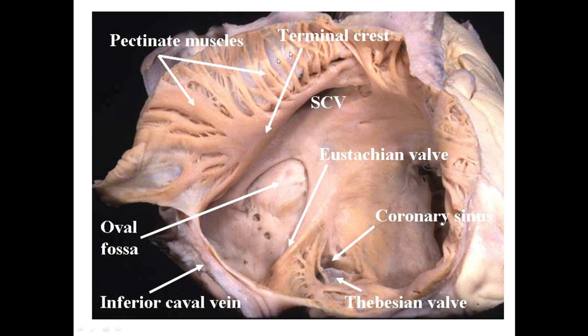So these are the pectinate muscles, the crista terminalis, the fossa ovalis. Above is the opening of the superior vena cava, below is the opening for the inferior vena cava. Here lies the coronary sinus.